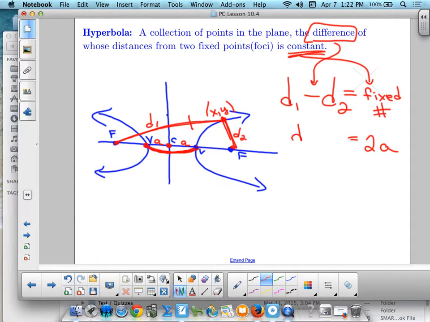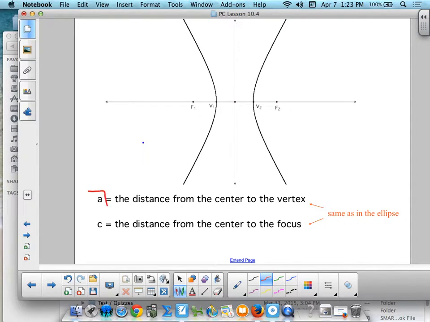So D1 minus D2 ends up being 2A. Just like this one over here. When you look over here, guys, it was equal to 2A. It's also equal to 2A here. Okay? I forgot. You didn't know that. I think that's in the next slide. It is. So what's A?